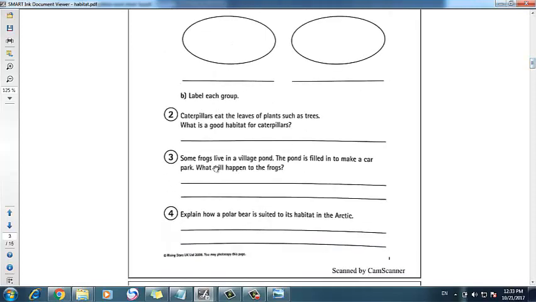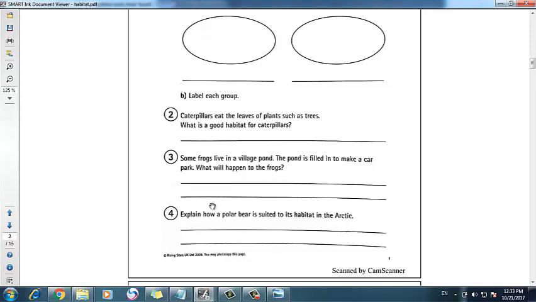Some frogs live in a village pond. The pond is filled in to make a car park. What will happen to the frogs? They destroy the pond, and this is a kind of destroying the habitats. What will happen to the frogs? Maybe they are going to die, become extinct.